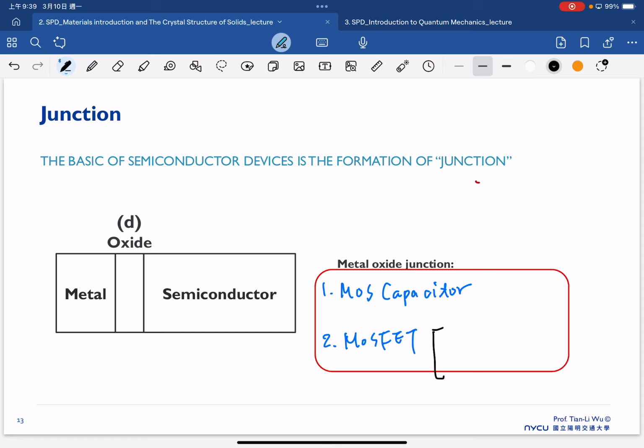So the MOSFET basically combines the MOS capacitor and the PN junction. That's why in most semiconductor physics and device textbooks, we always talk about the PN junction first, and later we talk about the MOS capacitors. And once we have the knowledge to understand the PN junction and MOS capacitors, we will introduce the MOSFET in the end.